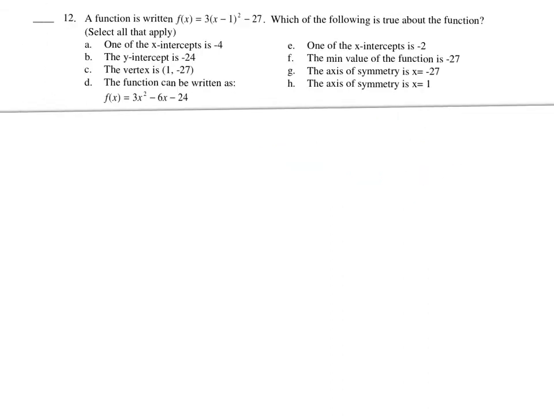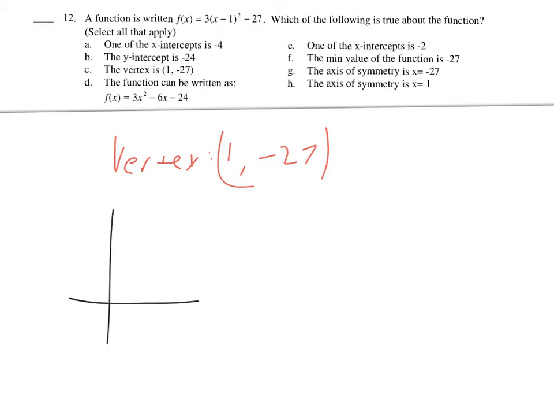All right, next up, number 12 here. This is kind of asking us about everything here, and it's select all that apply, so there may be multiple correct answers. I would first kind of state the vertex here. This is in vertex form right now, so that'd be 1 comma negative 27. And so if I kind of visualize this graph right here, 1 comma negative 27 would be like way down here, and then it's opening up from there since it's a positive a value.